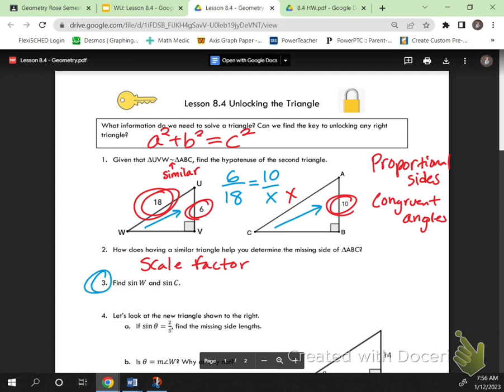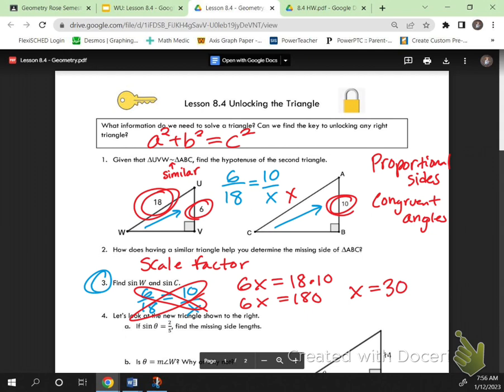It says find the sine of W. We did. The sine of W is 6 over 18. Find the sine of C. We did. It's 10 over X. And now let's cross multiply and solve for X. 6 times X equals 18 times 10. You're dividing both sides by 6, and we should get X, or our hypotenuse, is 30. Great. We use similar triangles. We used our sine ratios to help us set this up.